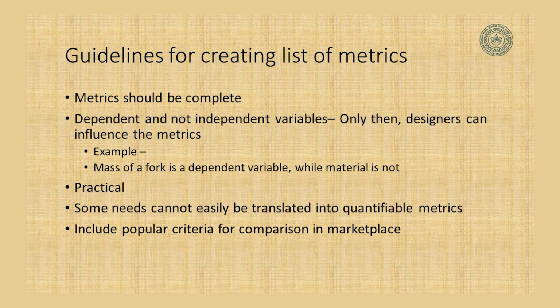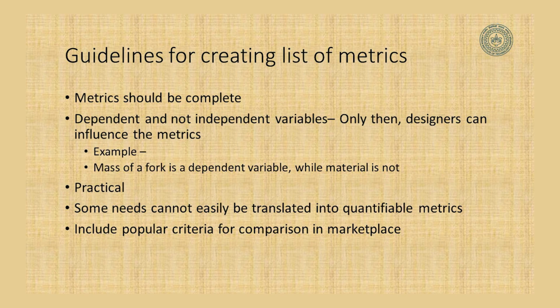So, there are some guidelines for creating these metrics. The metrics should be complete, okay, so that they must address all of the customer needs. They must be dependent and not independent variables, okay. What does that mean? That means they must be variables which depend on the design process, so the designers can make changes to the design so that the metric can be influenced, okay. So, they must be dependent variables.